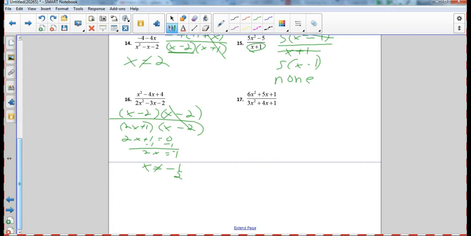And last but not least, number 17, I'm going to factor the top, and it's going to be 2x plus 1 and 3x plus 1. The bottom, I'm going to factor 3x plus 1 and x plus 1. 3x plus 1's cancel. That leaves me an x plus 1 on the bottom, which I set equal to 0. So x cannot be negative 1. That's my excluded value. And there's the end of the notes.